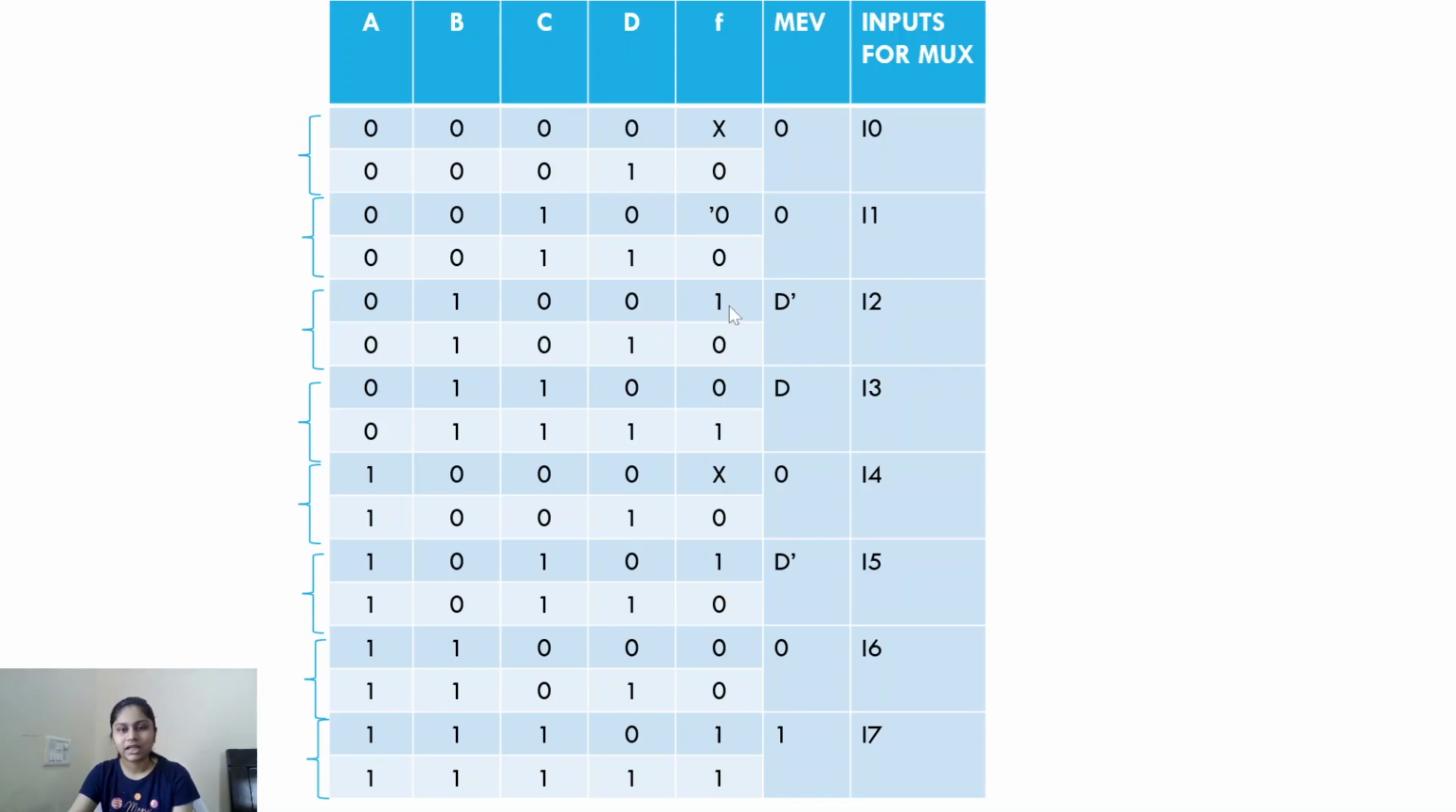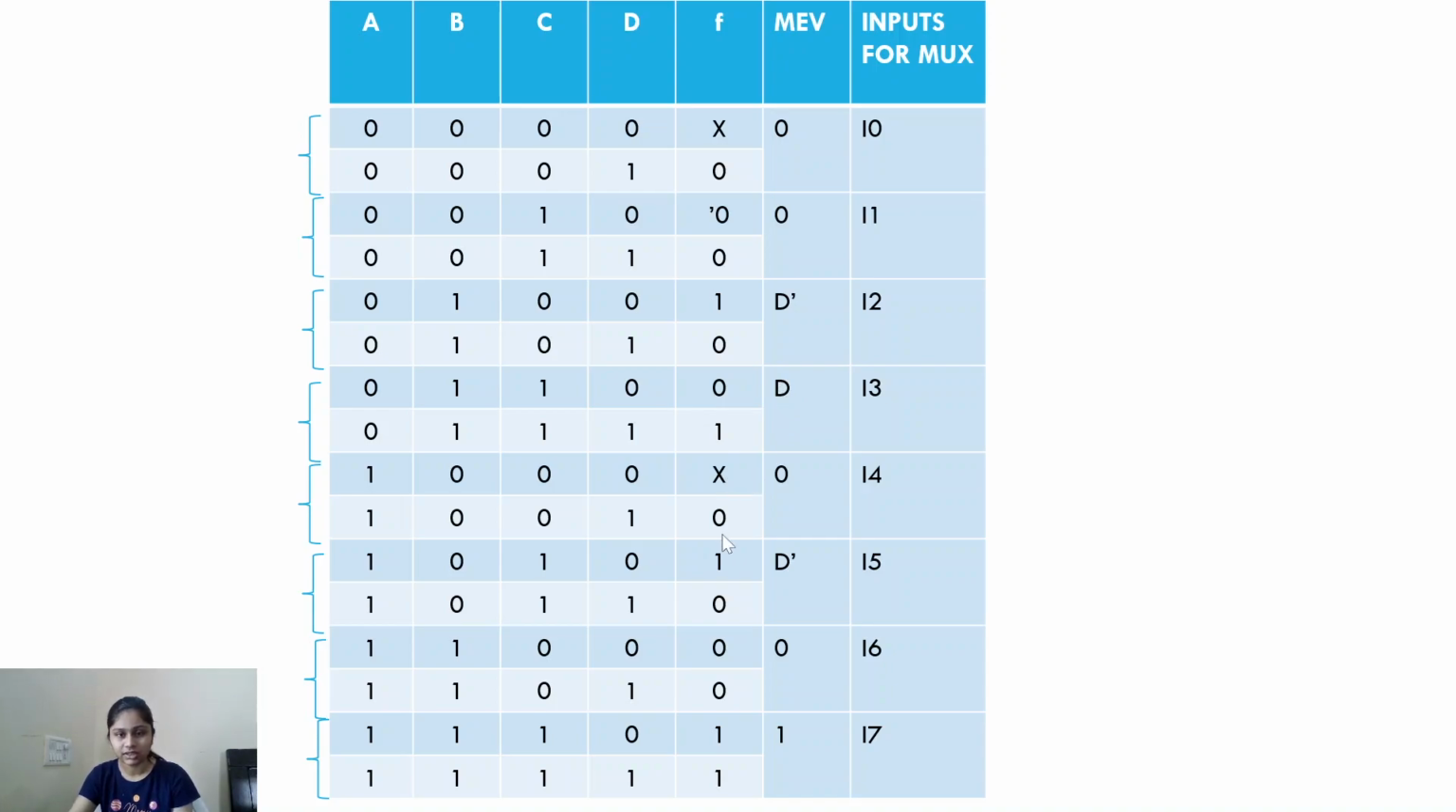In the next one, we have 1 and 0. Here we need to look into the values of D. When D is 0, f is 1, and when D is 1, f is 0. We can observe that f is the complement of the value of D. So we have a map entered variable to be D complement. Next we have 0 and 1. Here we can see that when D is 0, f is 0, and when D is 1, f is 1. So we can write the map entered variable to be D.